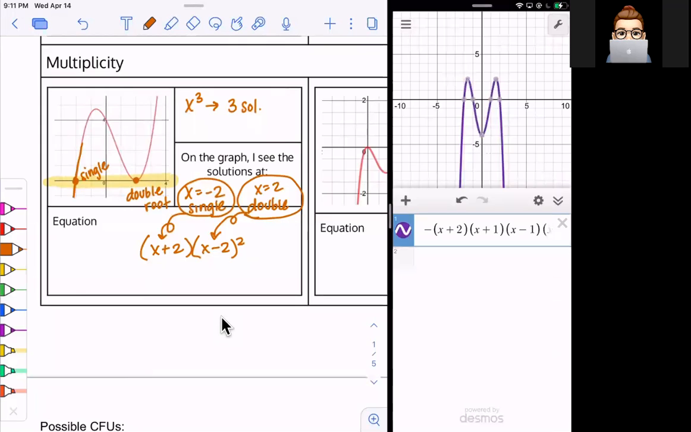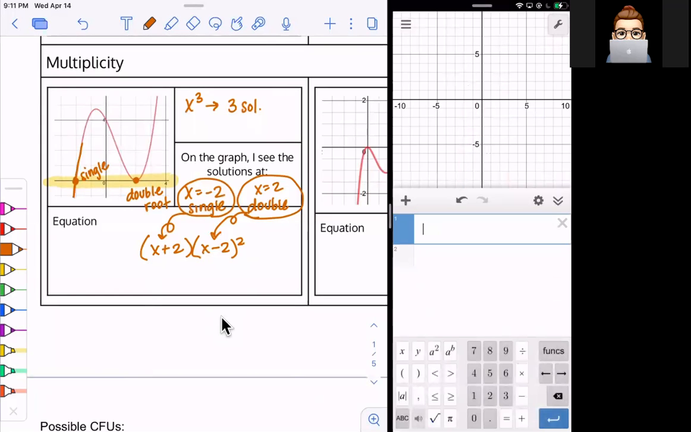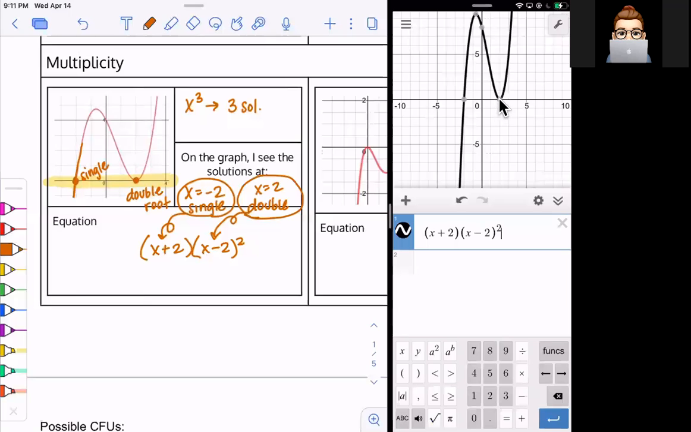Okay, so this graph right here, if we went ahead and graphed it on Desmos, we would see, okay, we have x plus 2, and we have x minus 2 squared. And we see that point right there, that is a double root. All right.